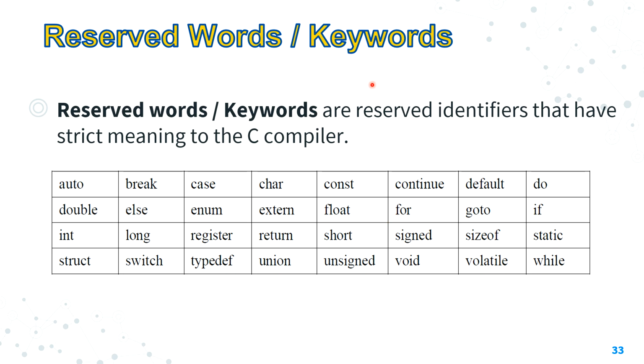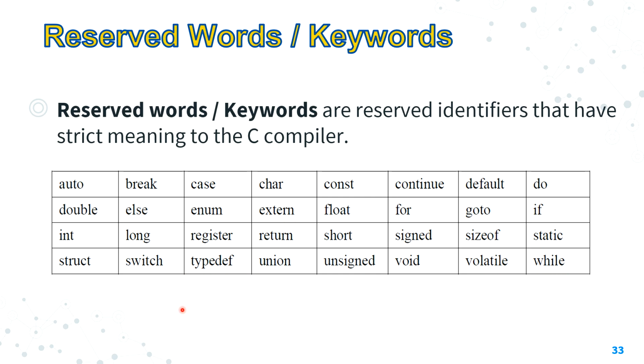Reserved words or keywords in C are special words that have predefined meanings and are understood directly by the compiler. They cannot be used as identifiers, meaning they cannot be used as variable names, function names, or any other user-defined names. Examples include int, float, return, if, while, and others.